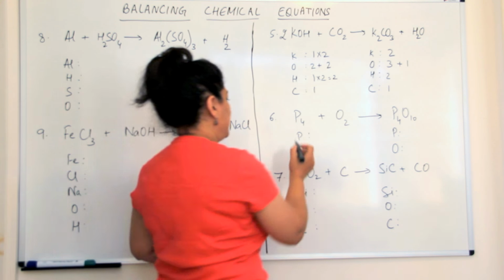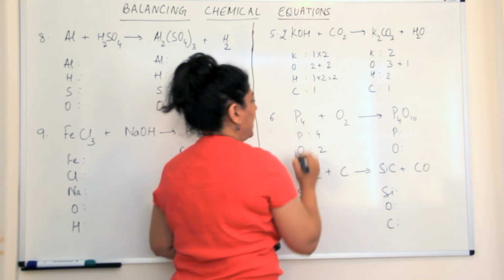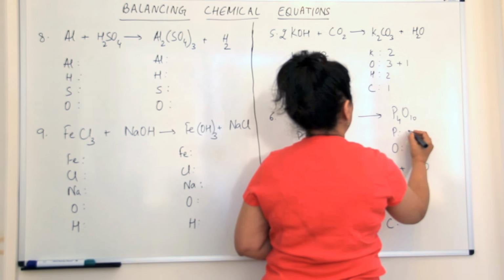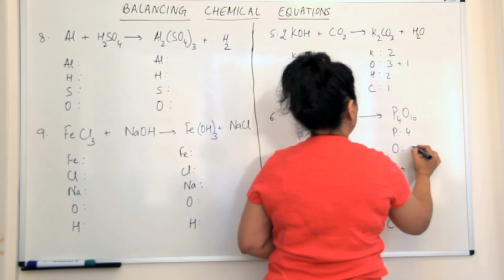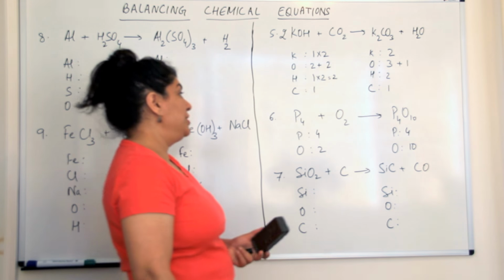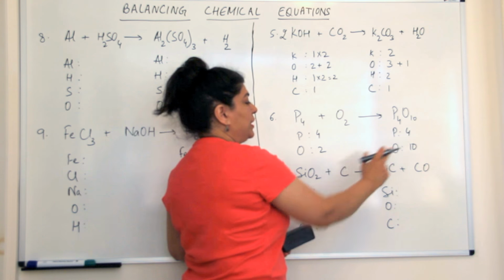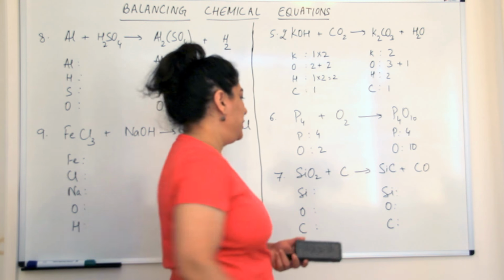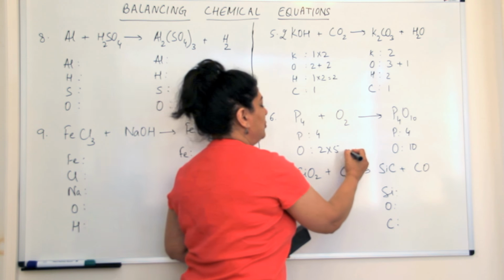The next question. You have P4 and oxygen giving us P4O10. How would we balance this? They are 4 phosphorus atoms, 2 oxygen atoms. And on this side, also you have 4 phosphorus atoms, which means phosphorus is balanced, and oxygen is 10. If oxygen is 10, it means on this side, I need 2 to be converted to 10. So what do I multiply this with? If I multiply this with 5, this would be equal to 10.